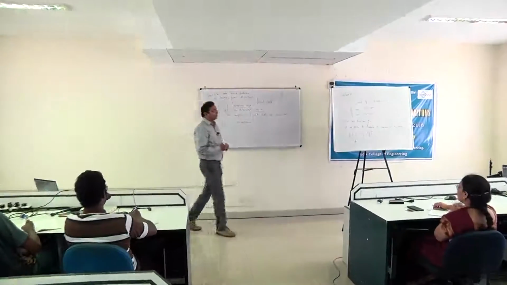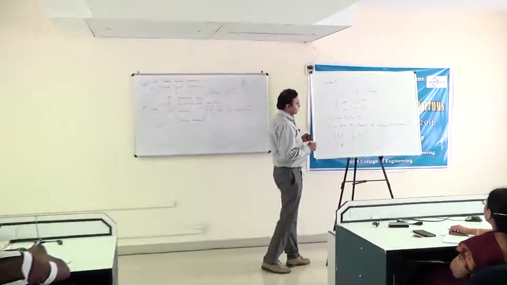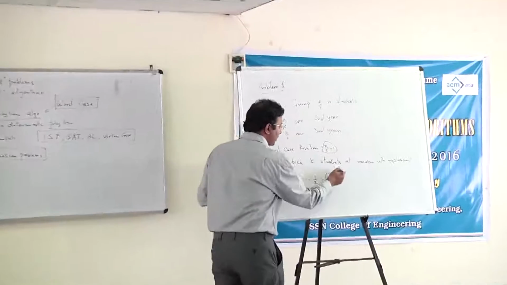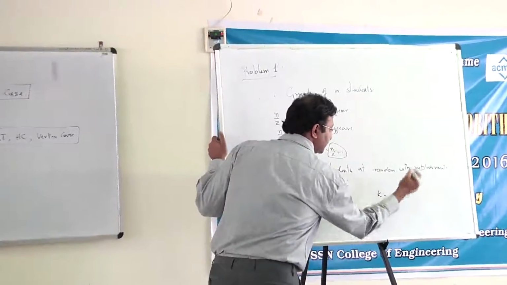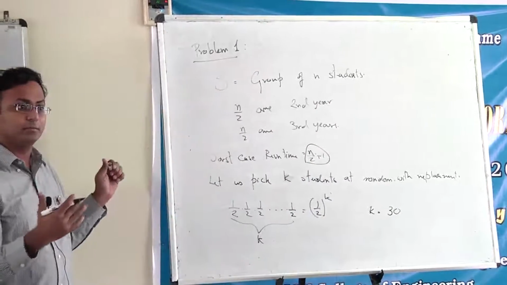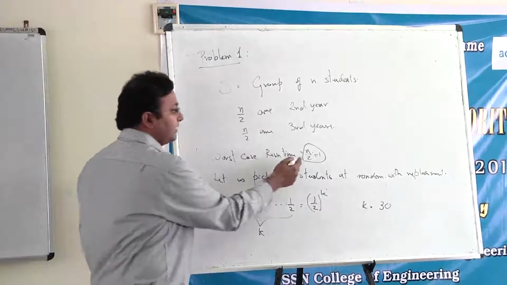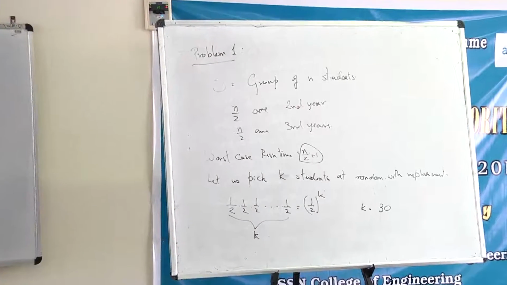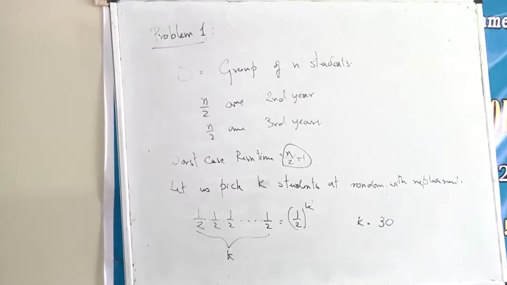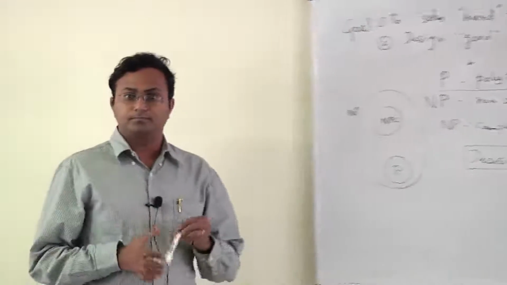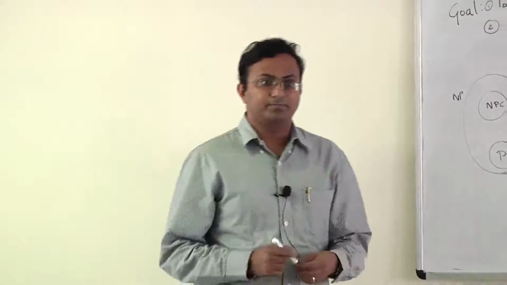How quickly did we move from N over 2 to K equals, say, 30, where I get a probability of 1 by a trillion. So K equals 30 instead of N over 2. In fact, it is a reduction from polynomial time to a constant. So in other words, I am beating the polynomial time bound. I am going even lower. That is randomization.